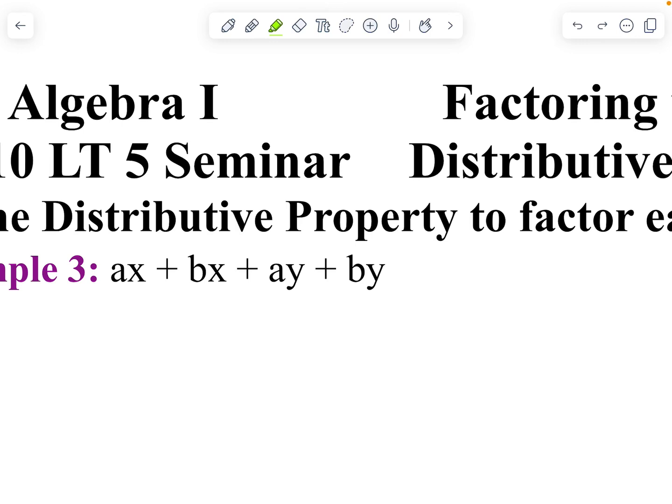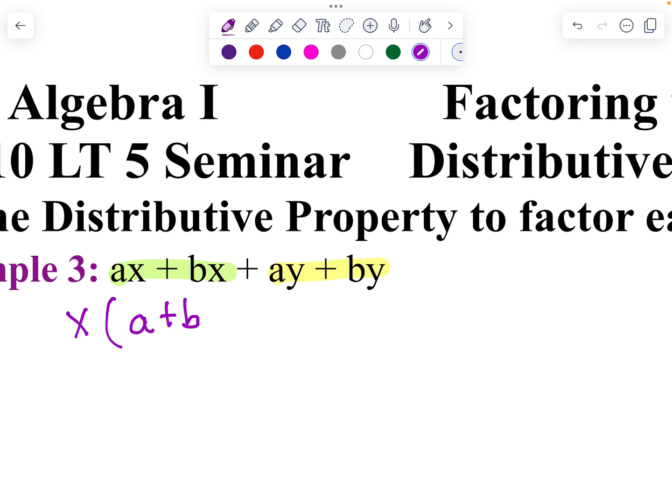On example 3, there are 4 terms. We're going to look at it 2 at a time. I'm going to start with the first 2 terms, ax plus bx. What goes into both of those? Well, x does. I'm going to write down what's left over. That's a plus b. Then I'll look at ay plus by. Well, y goes into both of those, and I've got a plus b left over.